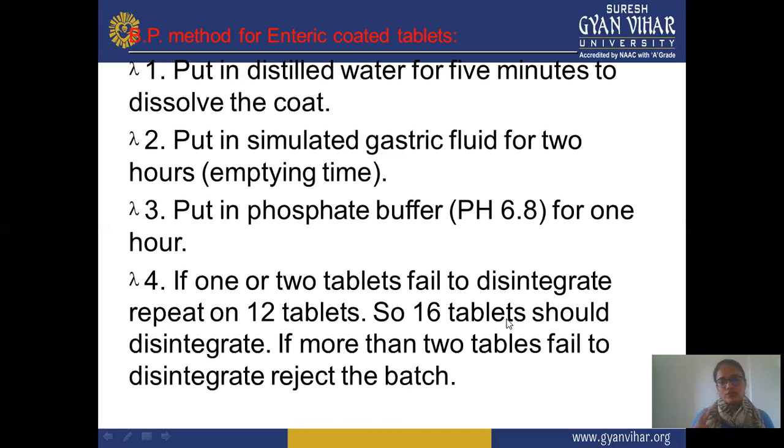But in this, 2 hours is required, and after this gastric condition, you put your tablet in phosphate buffer or basic condition, according to the intestine, for 1 hour. After that, check how many tablets pass the test. If it's 1 or 2 tablets, then you reject your batch or add again 12 tablets, in total 18 tablets. Out of this, 16 tablets should be within the limit.